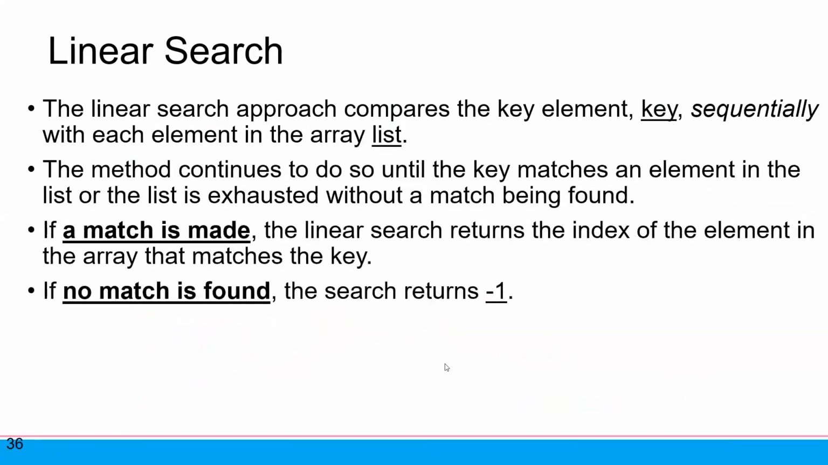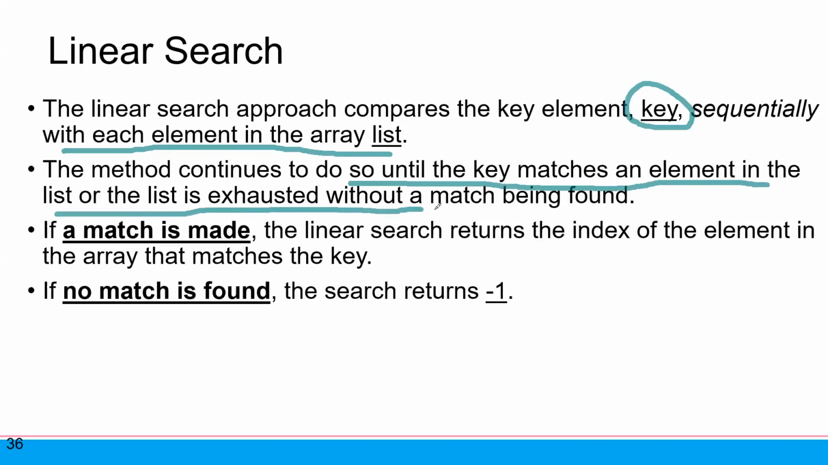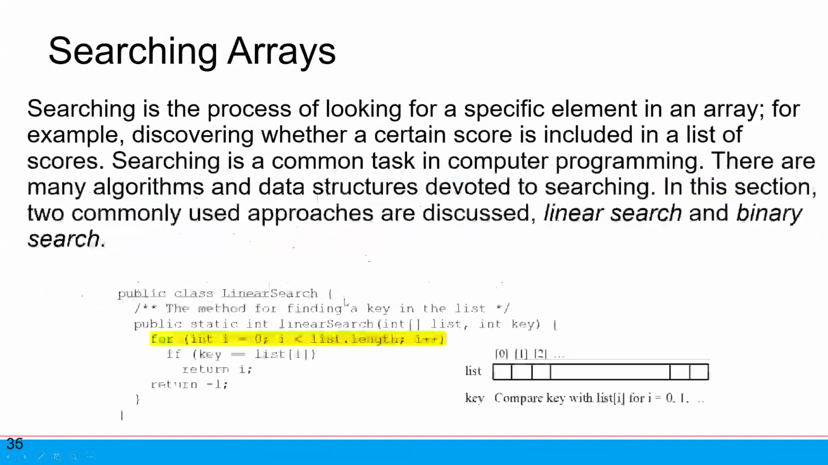By looking at this one, the linear search approach compares the key element sequentially with each element in the array list. The method continues to do so until the key matches an element in the list or until the list is exhausted without a match being found. If a match is made, meaning the condition key equals list[i] at any particular index, then the linear search returns the index of the element. It means it will return i. If no match is found, then the search returns -1. So that's the meaning of this code.